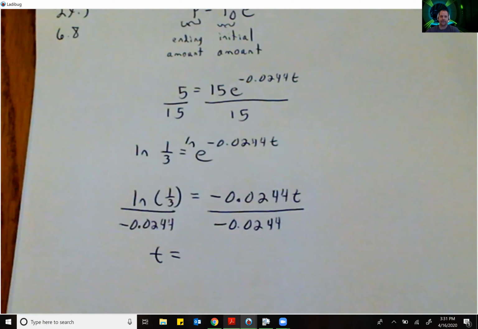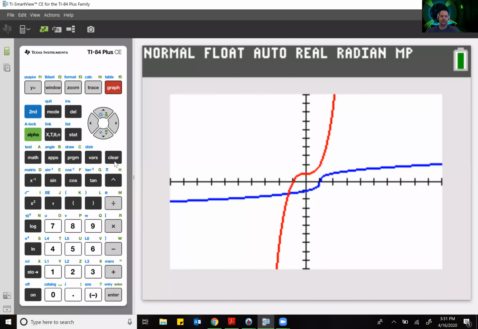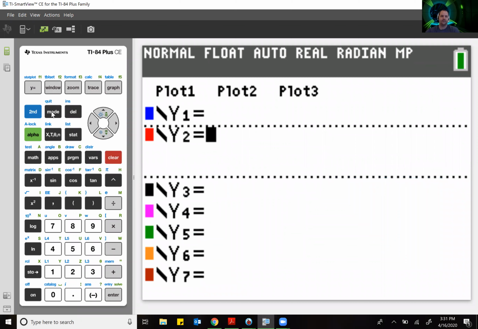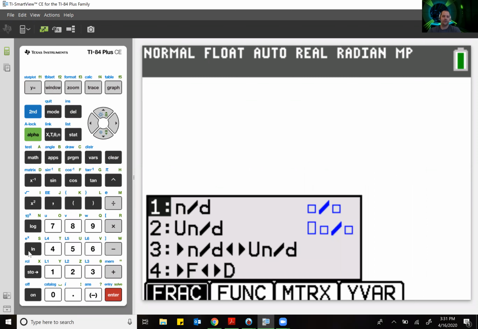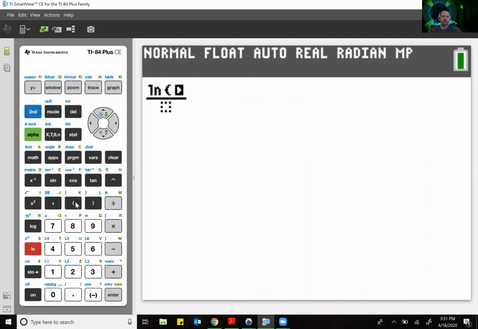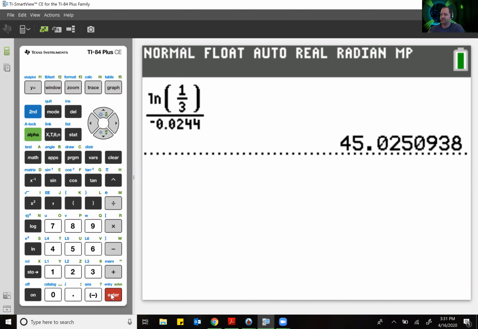So, calculator. Hope we can clear all this out. Second quit. Notice you haven't had to use your calculator very much in this. Alpha y equals. Here's your ln button. Put alpha y equals again, because it's a 1/3. Scroll out to the side, close that, all over negative 0.0244. And we're going to round to 2 decimal places.